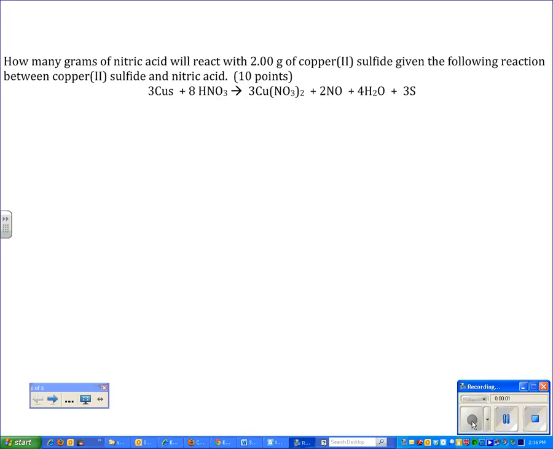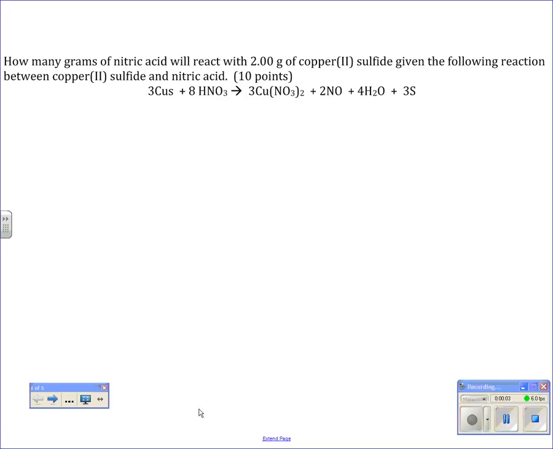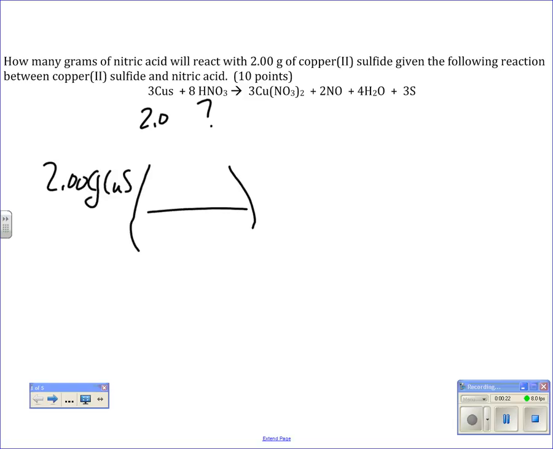All right, reviewing the test. For the first problem, we know we have 2.00 grams of copper sulfide, and we're looking for grams of nitric acid. Get rid of our grams of copper sulfide, go to moles of copper sulfide. 1 mole is 95.5 grams, using the molecular mass from the periodic table.